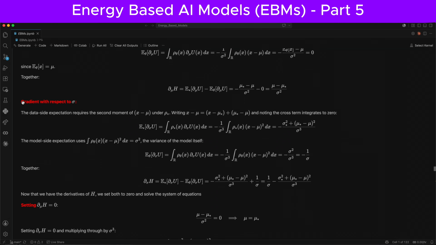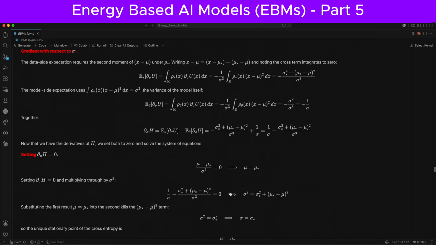Now, the gradient with respect to sigma. The data side expectation requires the second moment of x minus mu under the true distribution. After a straightforward calculation, the result will look like the following. The model side expectation uses the fact that the variance of the model itself is sigma squared. So this term becomes minus sigma squared over sigma cubed, which is just minus 1 over sigma. Together, the derivative of h with respect to sigma is 1 over sigma minus the following.